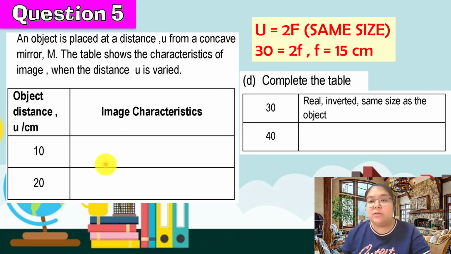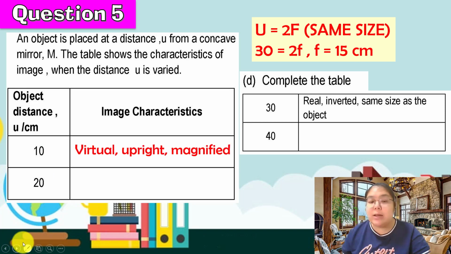Less than f, we just got characteristic must be virtual. Virtual, so the image must be upright. Another one should be magnified. This one is not infinity. When you say the f is 15, then my object also 15, that one is infinity. So this one, 10 only. So they don't have any infinity. They just got magnified. Okay, let's see the answer.